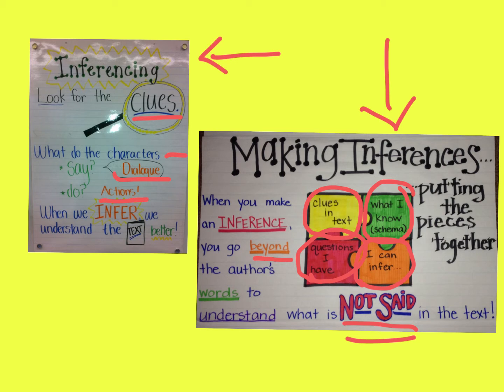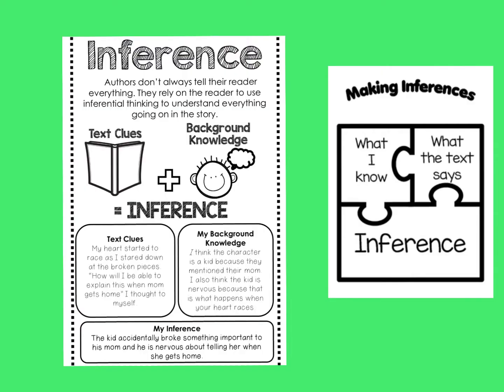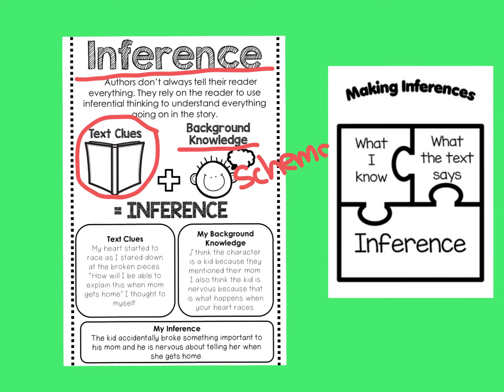Remember, you have to go beyond what the author's words say. It's not going to be stated. We have to read between those lines by looking for clues. Again, inference. The authors don't always tell their reader everything. They rely on the reader to use inferential thinking to understand everything going on in the story. We have to use those text clues, plus our own background knowledge or our schema. And when we add those together, we get our inference.